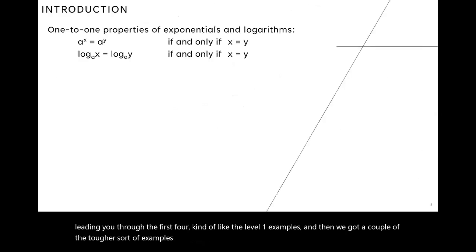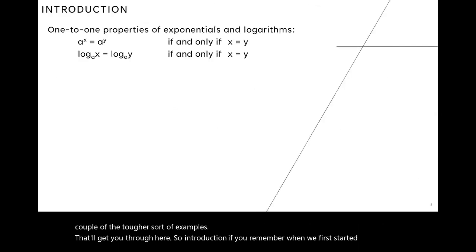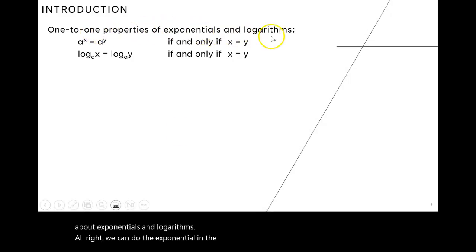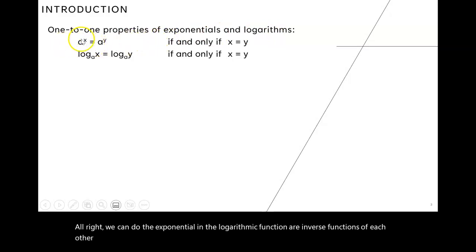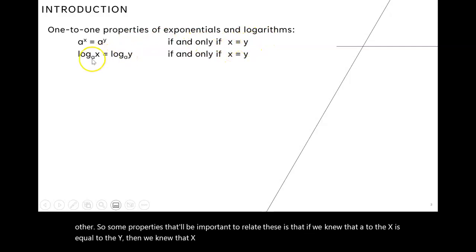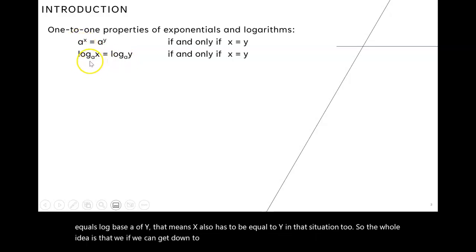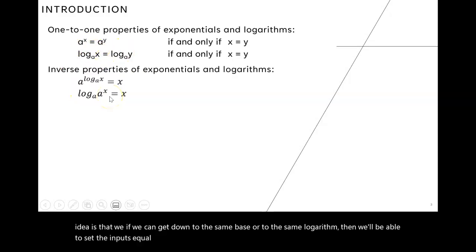So our introduction. If you remember when we first started talking about exponentials and logarithms, we knew that the exponential and the logarithmic function are inverse functions of each other. Some properties that'll be important to relate these: if a to the x is equal to a to the y, then x is equal to y. And the same thing, if log base a of x equals log base a of y, that means x also has to be equal to y. The whole idea is that if we can get down to the same base or the same logarithm, then we'll be able to set the inputs equal to each other.